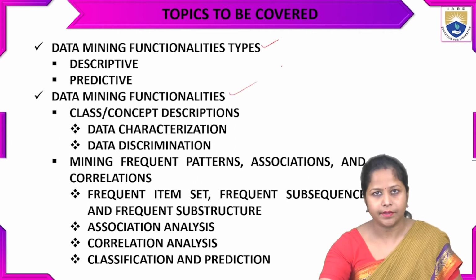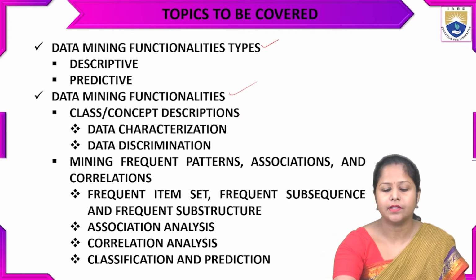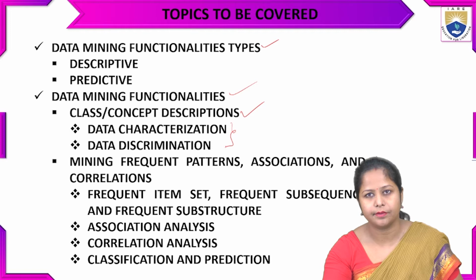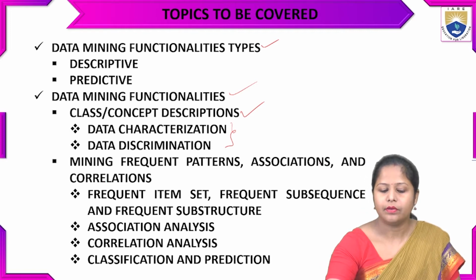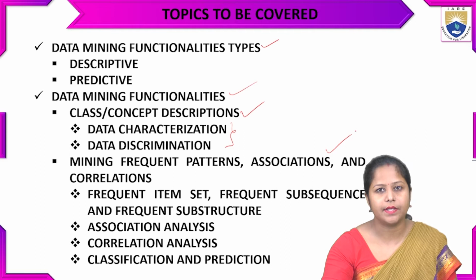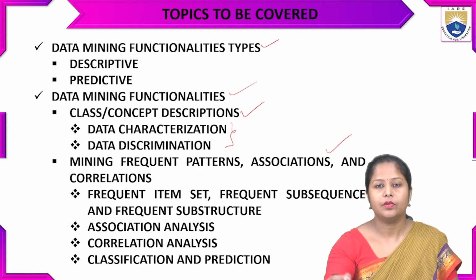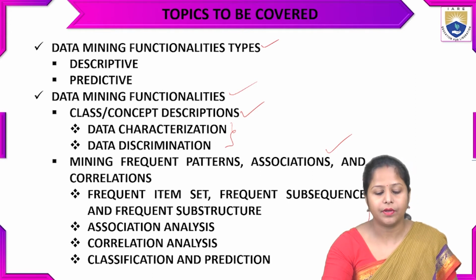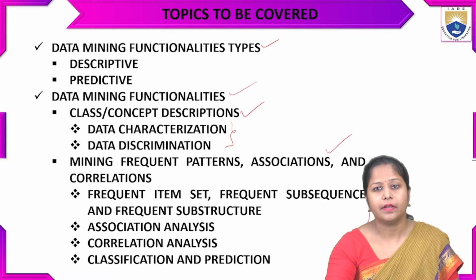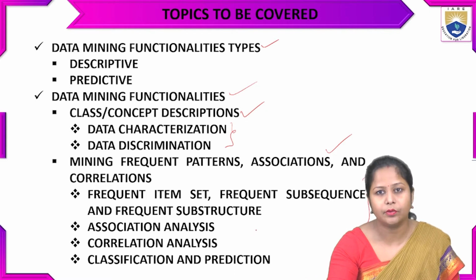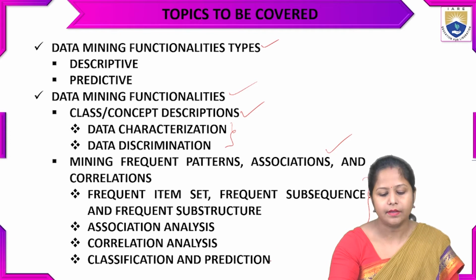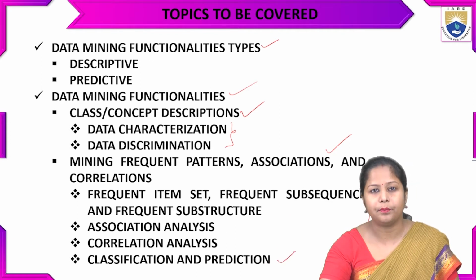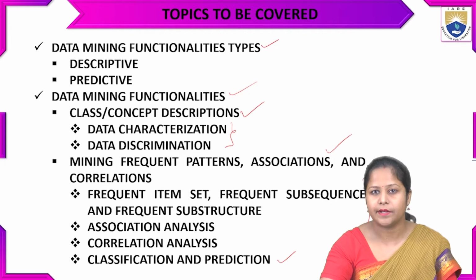So we'll cover today's topic, data mining functionality types. In data mining functionality, I'll cover class concept descriptions, and in brief I'll cover data characterization and data discrimination. I'll also cover mining frequent patterns, associations and correlations. For that I'll cover frequent itemsets, frequent subsequences, frequent substructures, and apart from that I'll cover association and correlation analysis, and then we'll cover classification and prediction. So let's start.